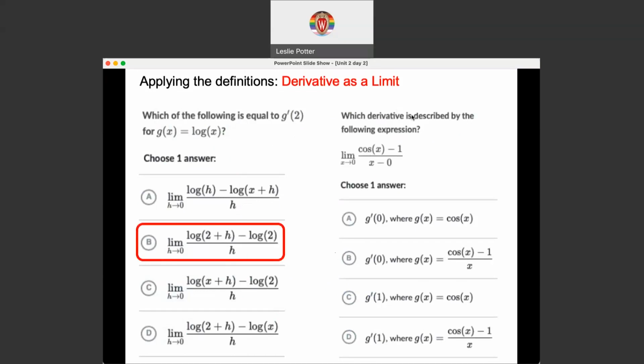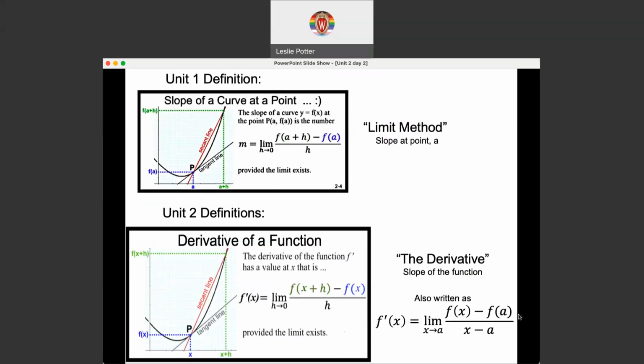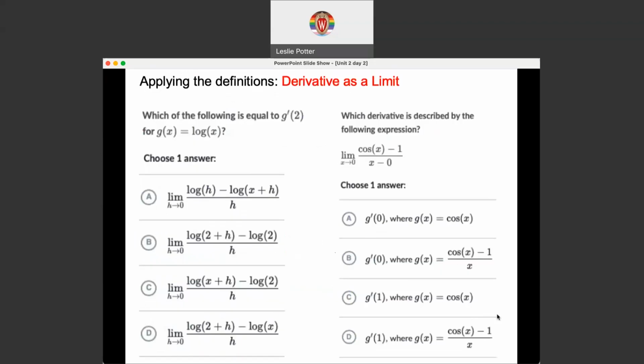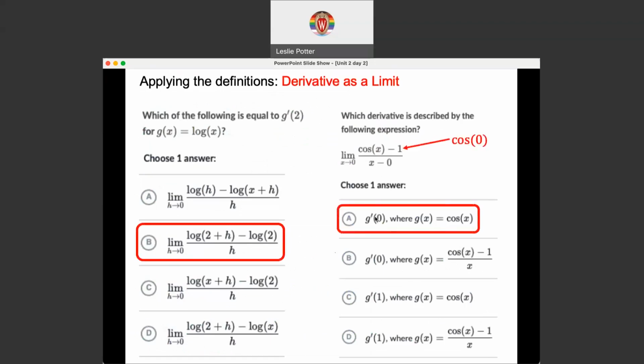Now here we're going in the other direction. Which derivative is described by the following expression? We have cosine of x minus 1, over x minus 0. So think about 1. 1 is the cosine of 0. Does that make sense? So really you have to read this as cosine of x minus cosine of 0, over x minus 0. I'm going to back this up again. It's this form: cosine of x minus cosine of 0, over x minus 0. So that's got to be the derivative of g of x when x is equal to 0.